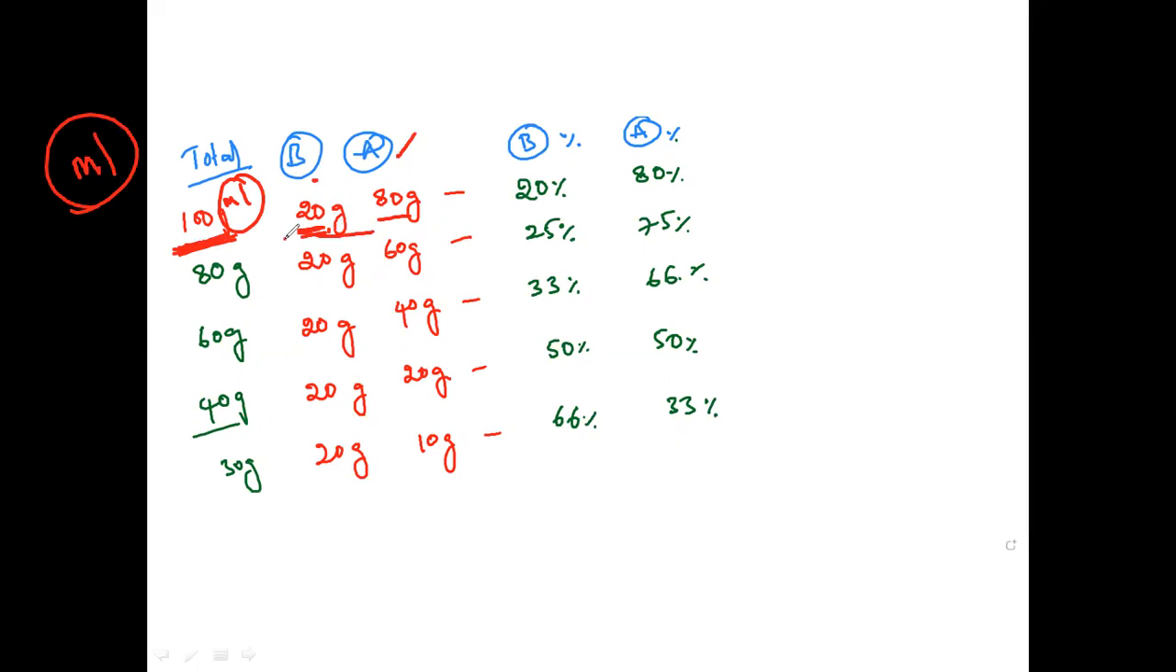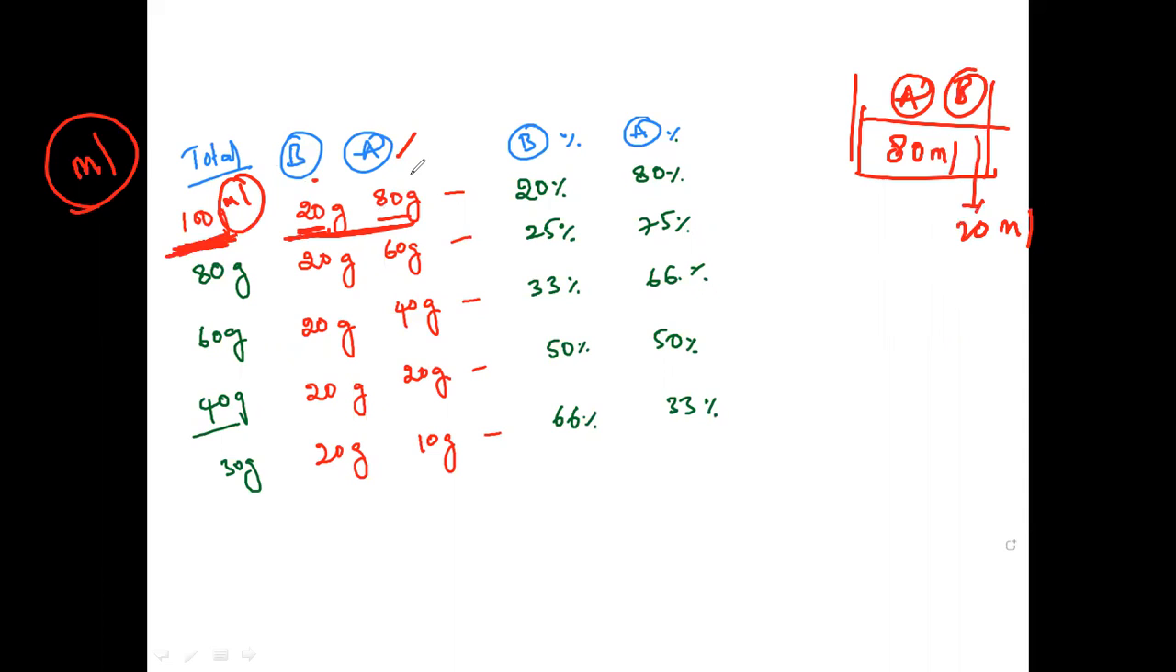So see here, first we are taking like this. What is the total amount? 100 ml. So in your beaker we are taking the composition that is A and B. A which is 80 ml is there and B which is 20 ml is there. So you must understand here. So when you are taking 20 and 80, this is the composition present in a beaker.